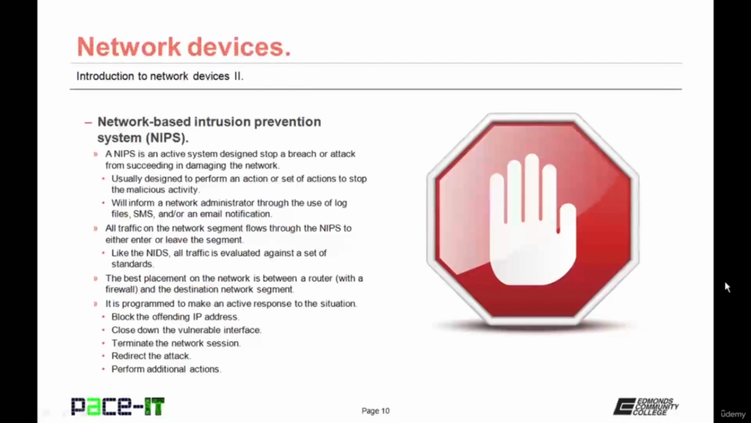The NIPS is programmed to make an active response to the situation. Some of those responses could include to block the offending IP address. It can close down the vulnerable interface. In some cases, it may terminate the network session. In more advanced systems, it may redirect the attack to a honeynet. There are additional actions that it can perform. It all depends upon how the NIPS is programmed.